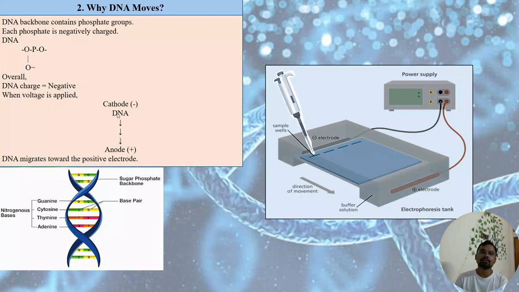So when voltage is applied, DNA moves from the cathode to the anode, so DNA migrates toward the positive side. Here we are loading the DNA samples, and they migrate from the negative to the positive side. In the electrophoresis tank, buffer solution is also filled over this chamber, and the moving direction is toward this side. And here is the electrical power supply, where we set the voltage, current, and time.